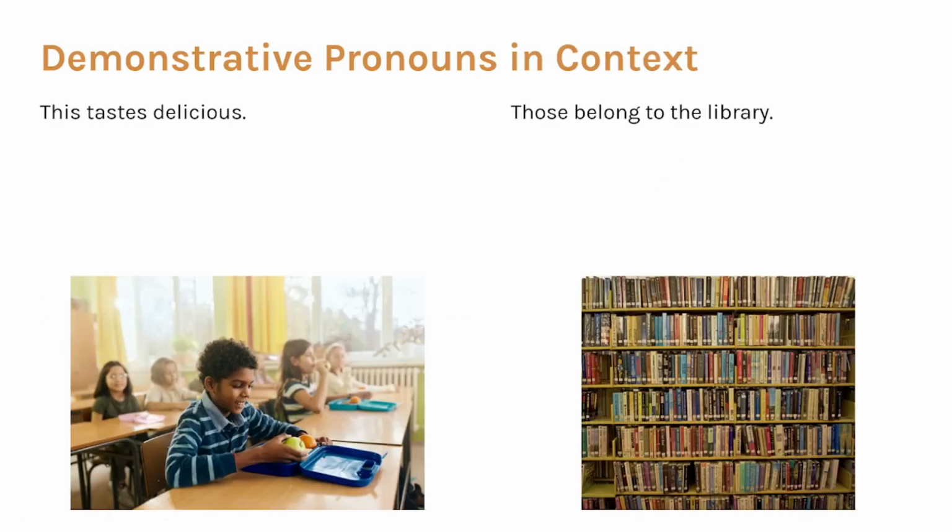Okay? Like here we have an example of this boy. You want to eat, you want to have I think an apple, and he says this tastes delicious. This, because it's close to him, it's near to him. Those belong to the library. There are many books here.